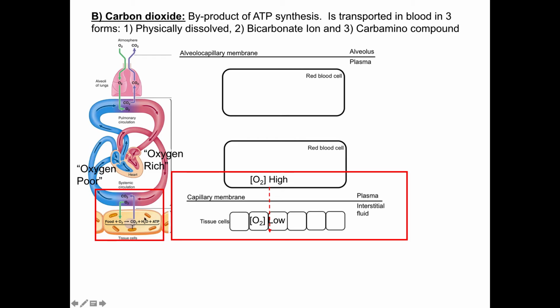Now, since these cells are producing carbon dioxide, the concentration of CO2 is going to be higher in the cells than it is in the blood in the systemic capillaries. What's CO2 going to do? Hey, yo, I'll tell you what I'm going to do. I'm going to move from high to low concentration. You know what I'm talking about. It's going to move from in the cells out into the blood in the systemic circulation. And then that blood returning back to the right side of the heart will have now higher concentrations of carbon dioxide.